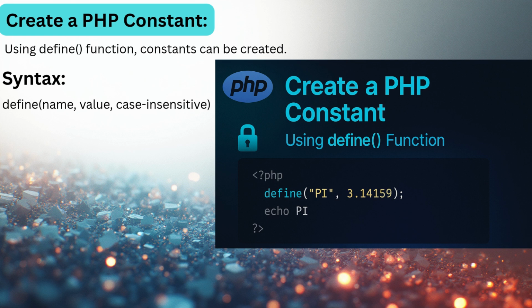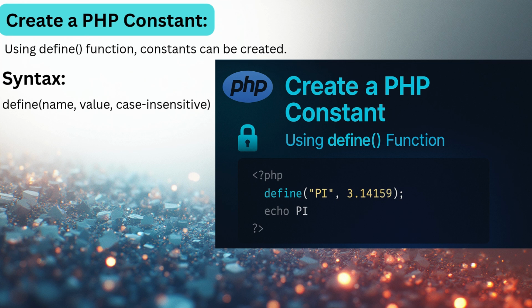Let's start with the syntax of the const keyword. You simply write const SITE_NAME = 'Financial Freedom FX'. Here, const is the keyword, SITE_NAME is the constant name, and Financial Freedom FX is the value. Unlike variables, you do not use a $ sign before a constant name, so no $SITE_NAME, just plain SITE_NAME. If you want to print or display this constant, you can write echo SITE_NAME. When this code runs, it will display Financial Freedom FX.